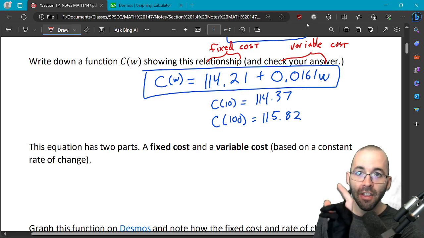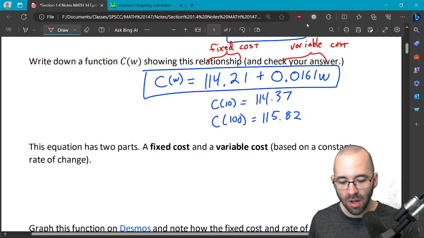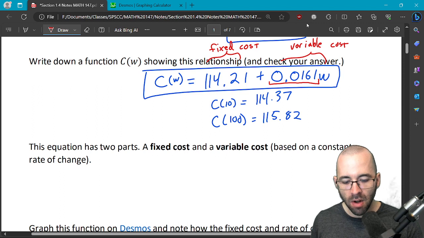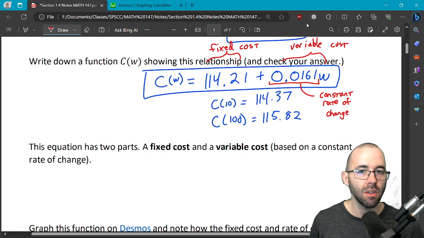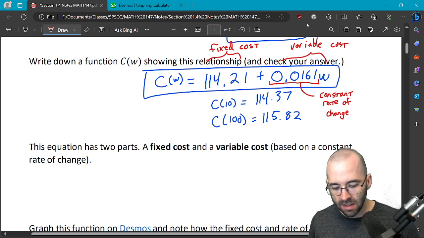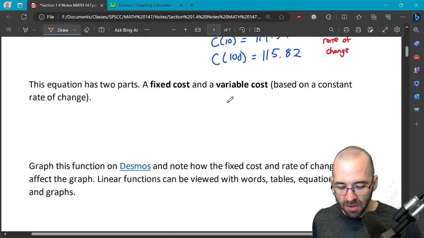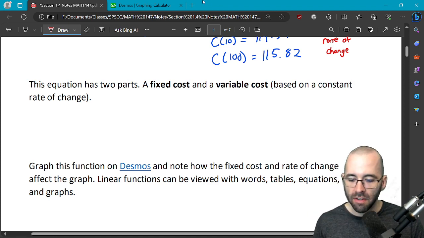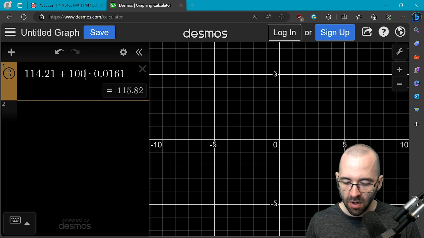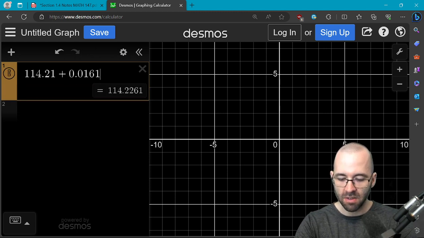We'll talk about that constant rate of change being the reason why it's actually a line. So this number part here, this coefficient here, is the constant rate of change. We'll talk why that's the case later. This is just an introductory video. Okay. So let's graph this on Desmos and see how the fixed cost and how the rate of change affects the graph. All we have to do is modify this a little bit.